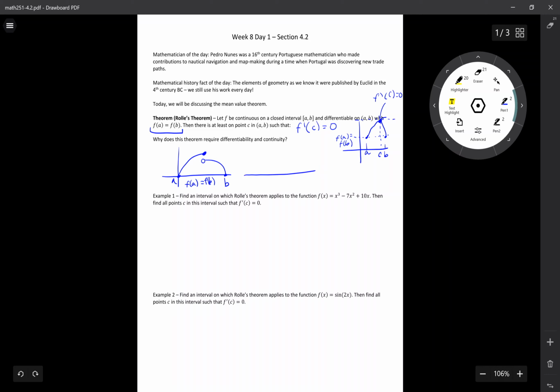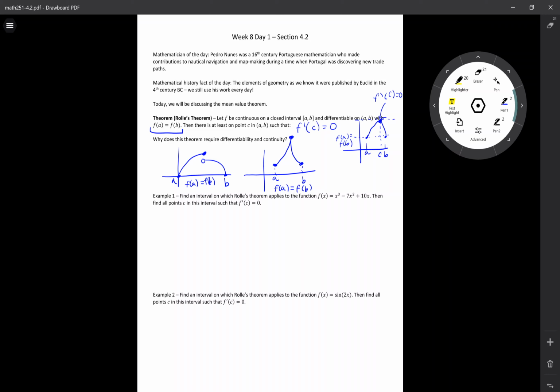What about differentiability? Say I have something like a, b, something like this. Well, I still have here that f of a is equal to f of b, but I'm not differentiable at this point right here. And again, on this particular graph, there is nowhere that I have a horizontal tangent line or where my derivative is equal to 0. So that's why we require differentiability and continuity. The reason that we need f of a to equal f of b is because that guarantees that if we go up, we will come back down and we'll have a local max, or if we go down, we have to come back up and then we'll have a local min.